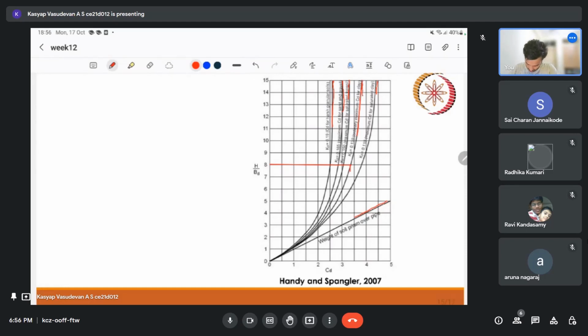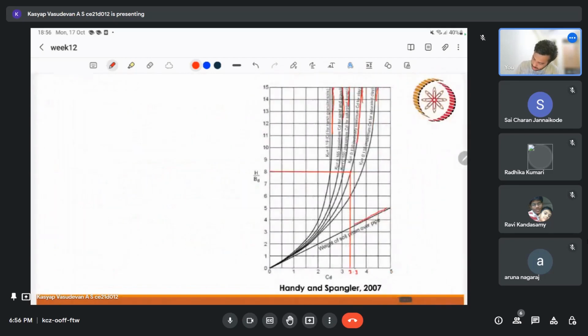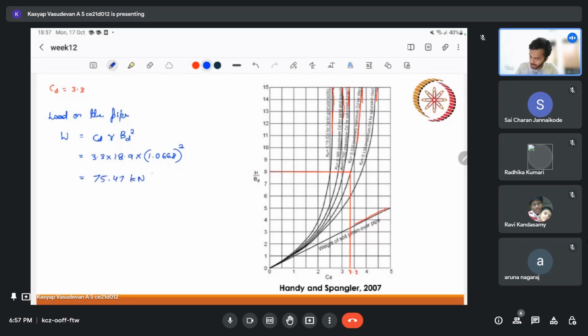If I draw a line for this, I can take the CD value as, this is 3.5, so I can take it as 3.3. If CD is equal to 3.3, I can write the total load on the pipe as CD gamma BD square. So we have 3.3 into 18.9 into 1.0668 square. If you solve it, you will get something like 75.4 kN. This is per meter, so each meter of pipe will experience this load.